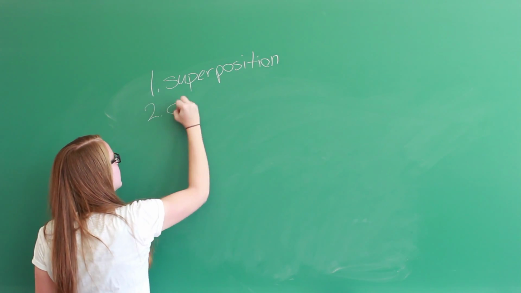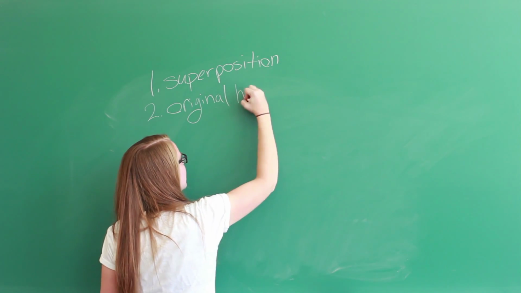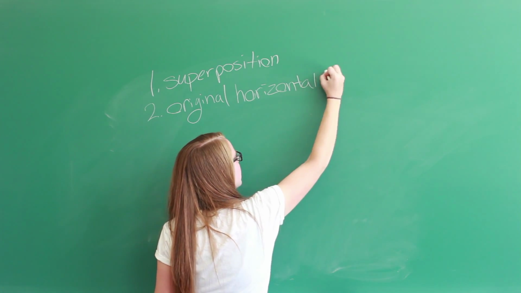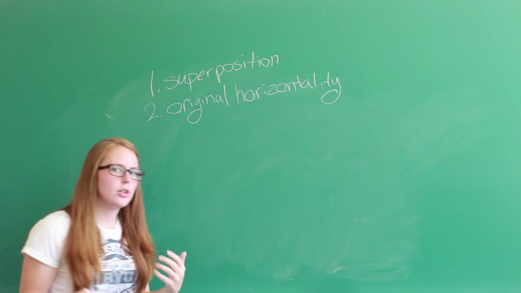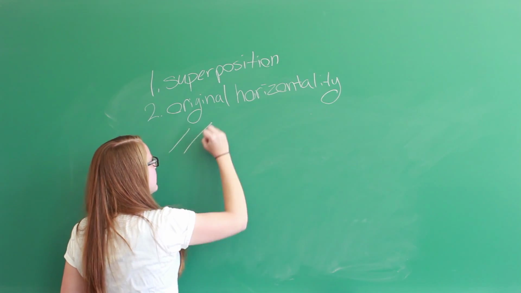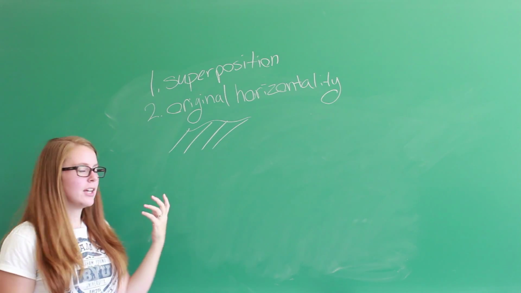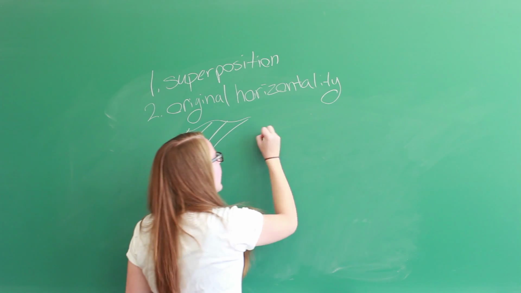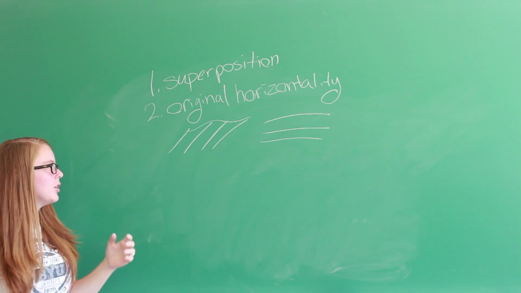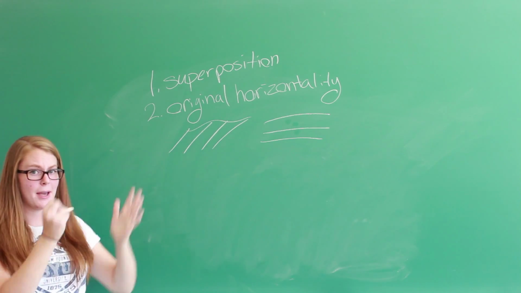Next is original horizontality. So you could see rocks out like in the canyon and everything that have bedding planes that look like this. They're all at angles. But when they were originally deposited on the earth, they were actually deposited flat. So you know that something had to happen in between being deposited flat and being turned up at an angle.